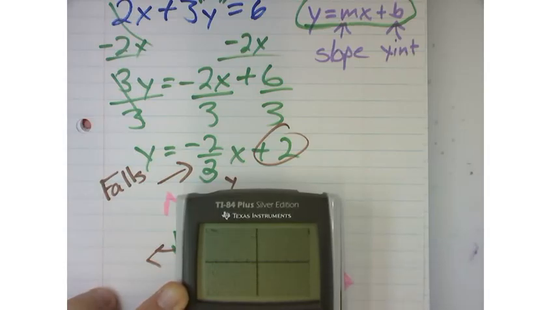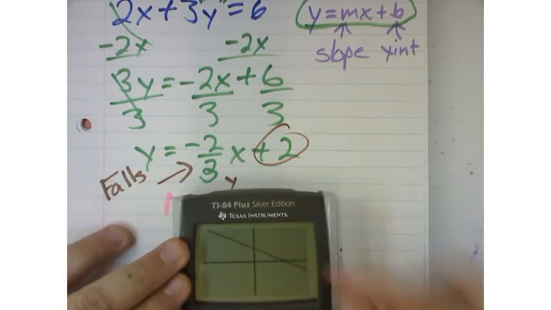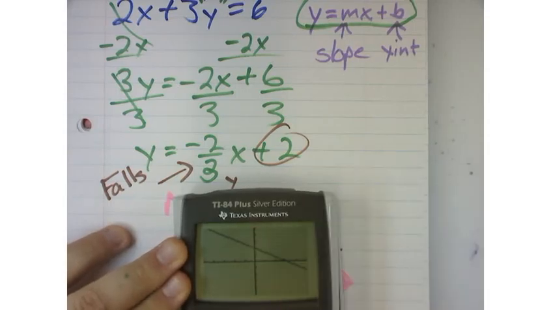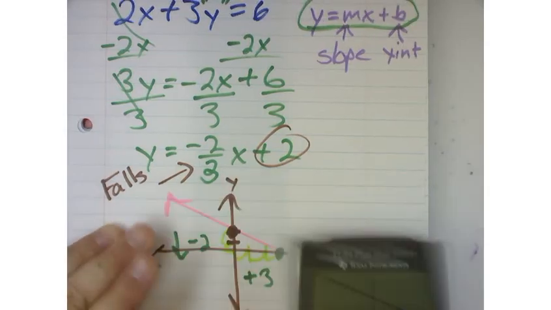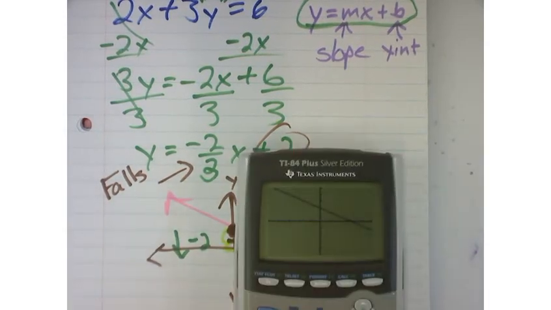Now if I hit graph, we'll see the line. And see where it crosses? The y-intercept is at 2, right? Each one of those little ticks is, you know, you're counting by 1. And then my x-intercept occurs at 3, which is just like my graph. So I must have done it correct. Any questions?